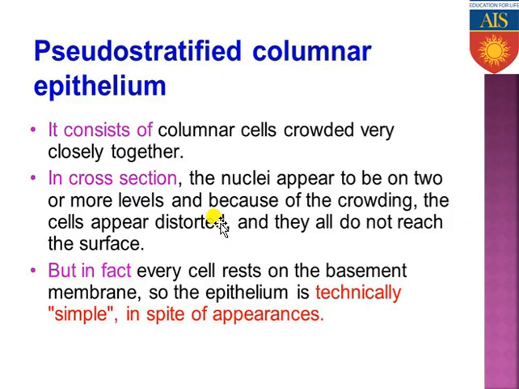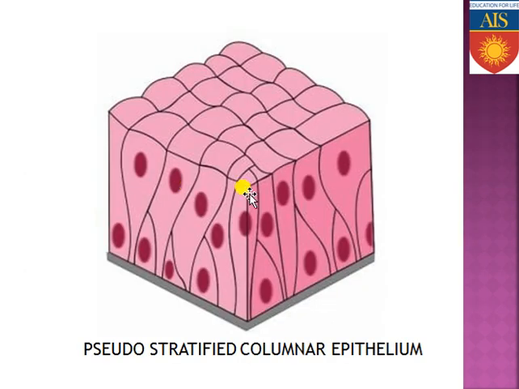It consists of columnar shaped cells which are crowded very closely together. So for that reason sometimes their shape appears distorted due to the huge tight attachment between the cells. In cross sections, you will see the nuclei appear to be on two or more levels, and because of the crowding the cells appear distorted and they all do not reach the surface. So obviously, if you see this structure very carefully, you can see some of the cells have gone up to the surface, and some of the cells haven't.